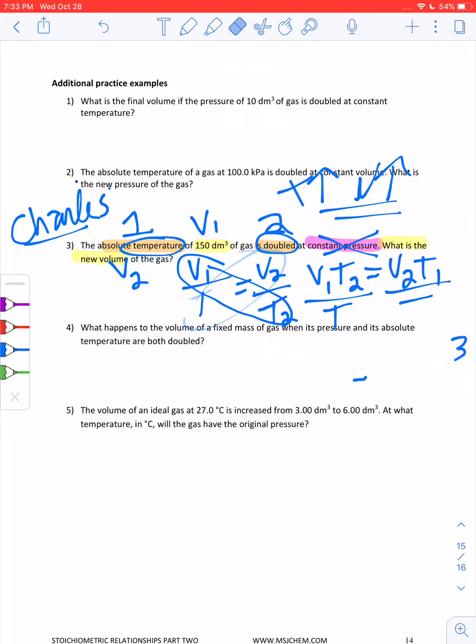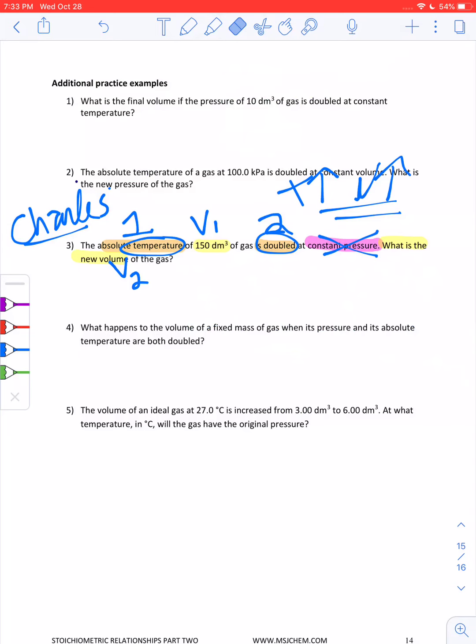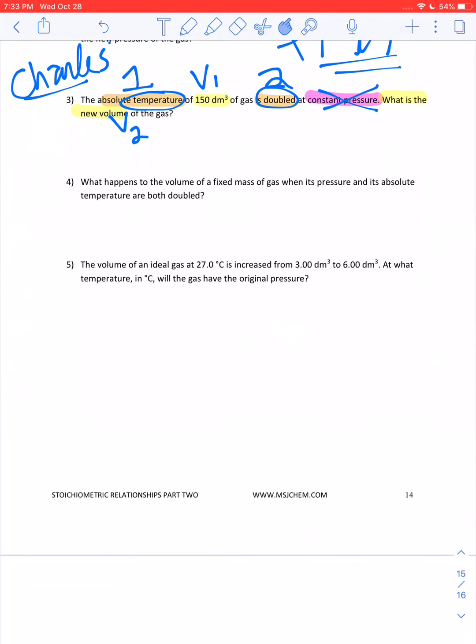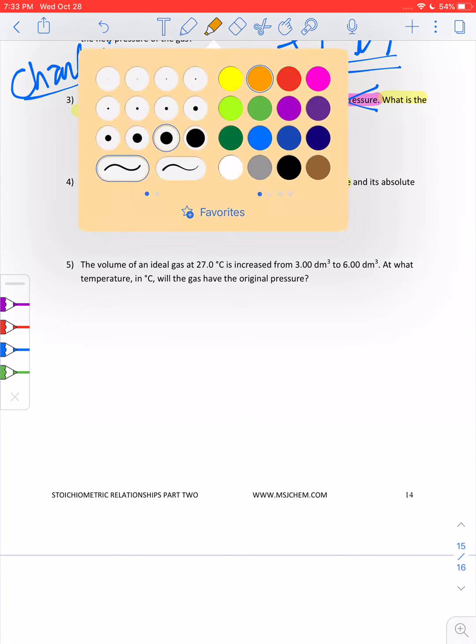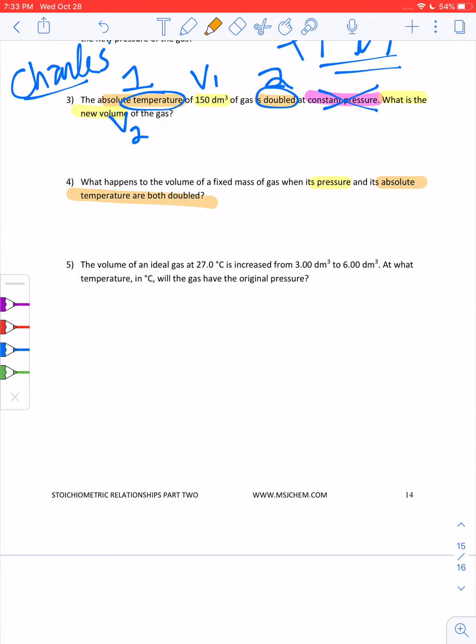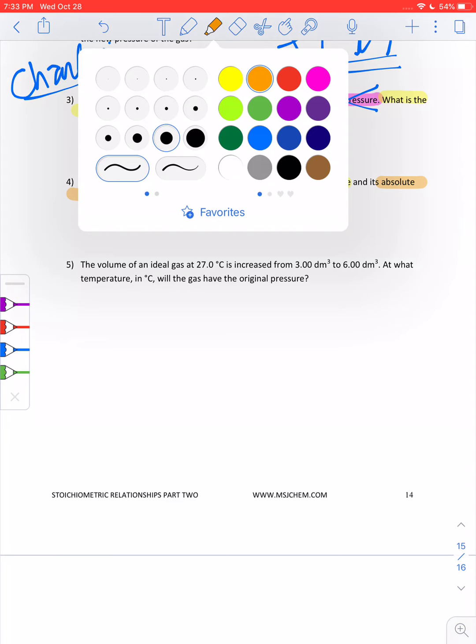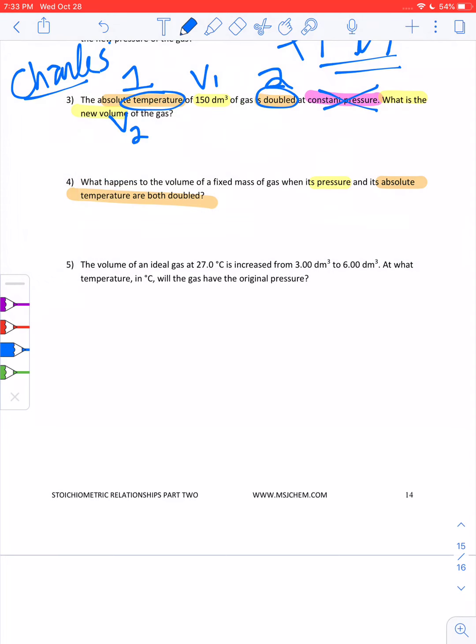All right, so now I'm going to do number 4. Clean off some space here. All right, so number 4, what happens to the volume of a fixed mass of gas when its pressure and its absolute temperature are both doubled? What happens to the volume? So this seems a little hard, but it's really not because they're letting us pick all the numbers. If pressure and temperature are both doubled, that means that nothing is constant. And so this is going to be a combined gas law problem.